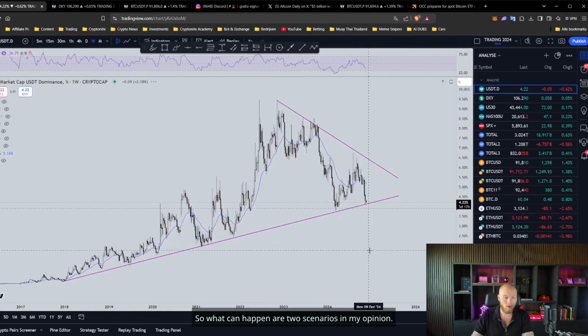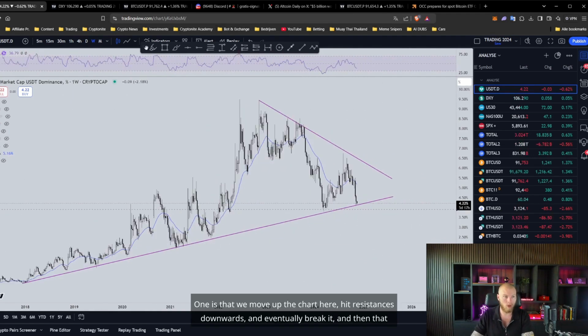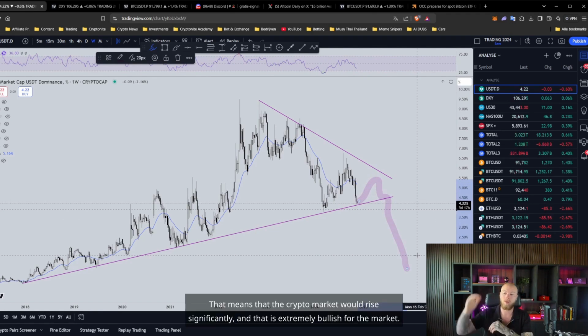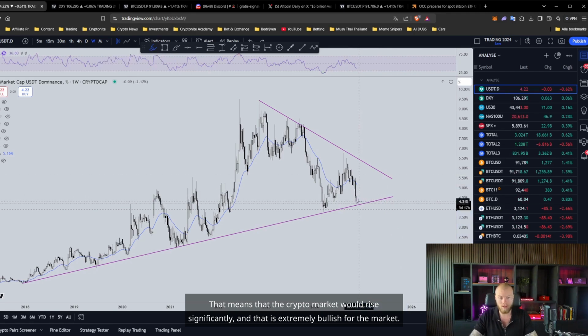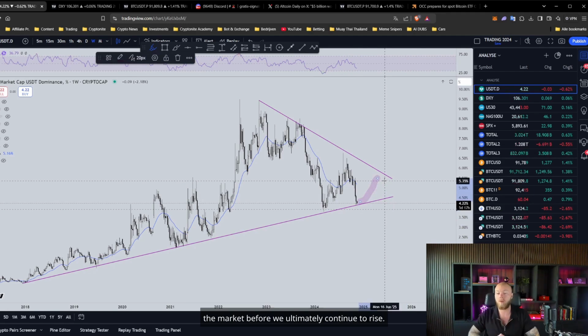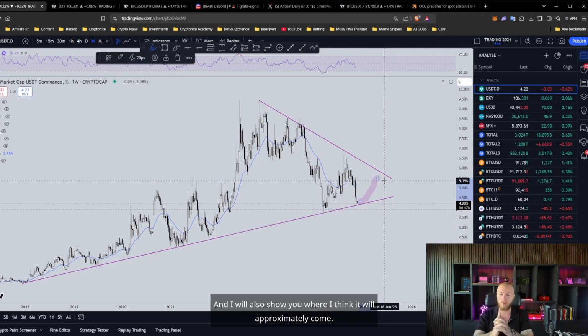So what can happen are two scenarios in my opinion. One is that we move up the chart here, hit resistances downwards, and eventually break it, and then that dominance breaks down. That means that the crypto market would rise significantly, and that is extremely bullish for the market. But that small bounce up can first be bearish, which means we might see a large pullback or a small crash in the market before we ultimately continue to rise. And I will also show you where I think it will approximately come.